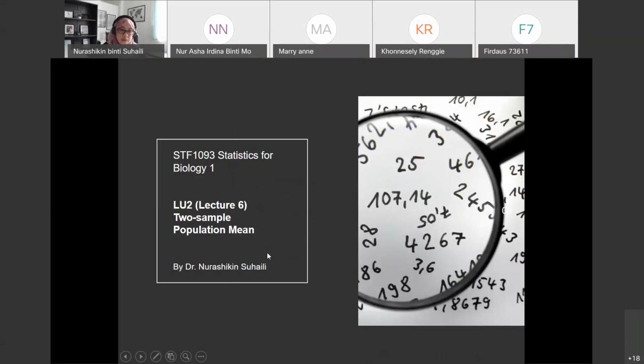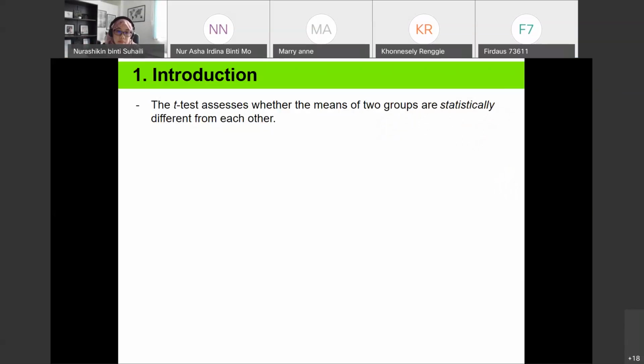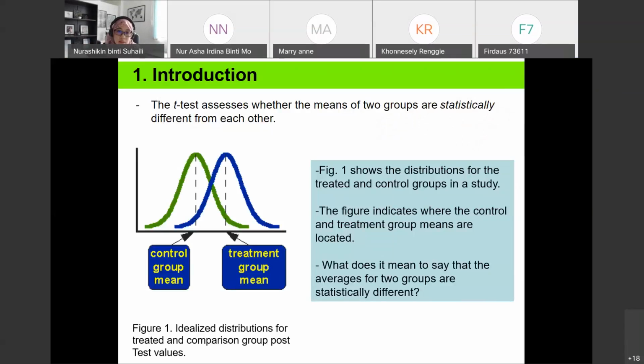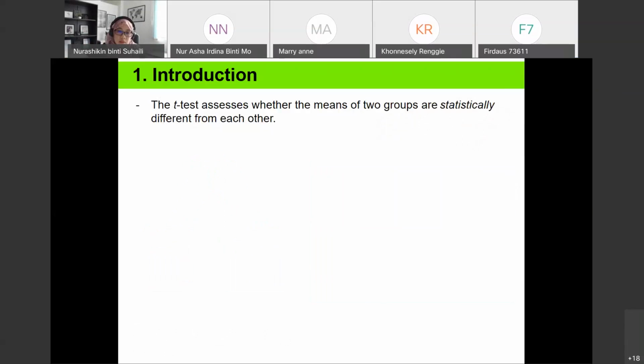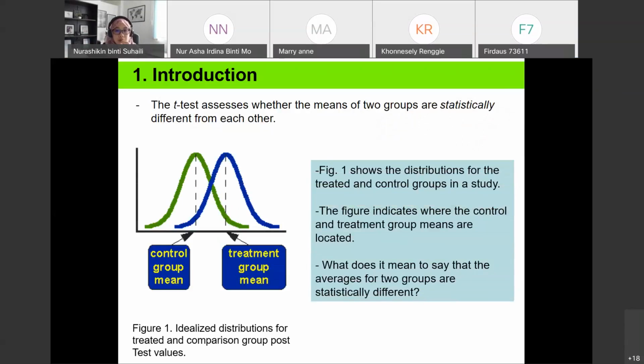Okay, so we go first to lecture 6. In this topic, we first cover two samples in general. Right, so in this topic, we're going to cover, as I said just now, two samples. You have two samples, right?